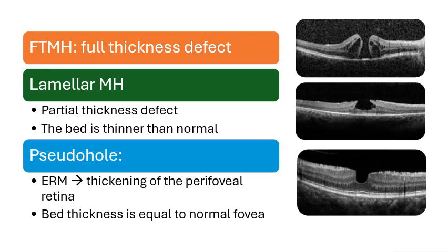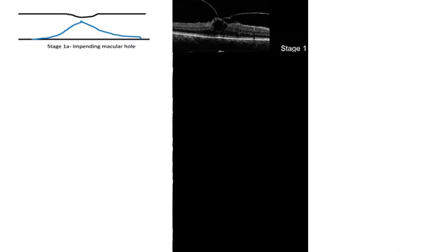There is the third condition called the macular pseudohole. Here there is no hole at all, but there is an epiretinal membrane causing thickening of the macula in the perifoveal retina. And this gives this false appearance of a hole. Here there is no defect of the retinal tissue and the bed thickness is equal to a normal fovea.